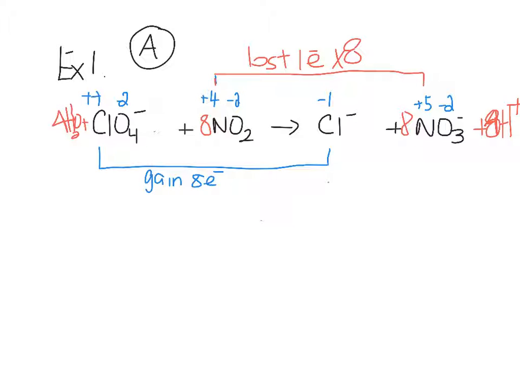So 4 of them would cancel. These 4 would cancel out altogether. 4 of those would cancel out, and I'd have hydroxides on this side and water on that side. We'll do an example like that later. Okay. Method B.